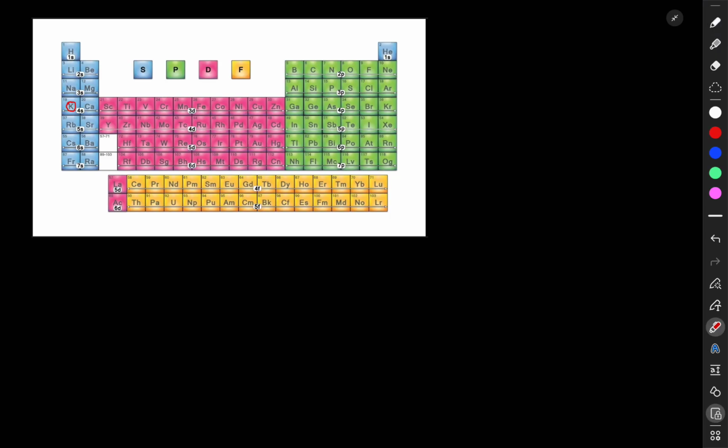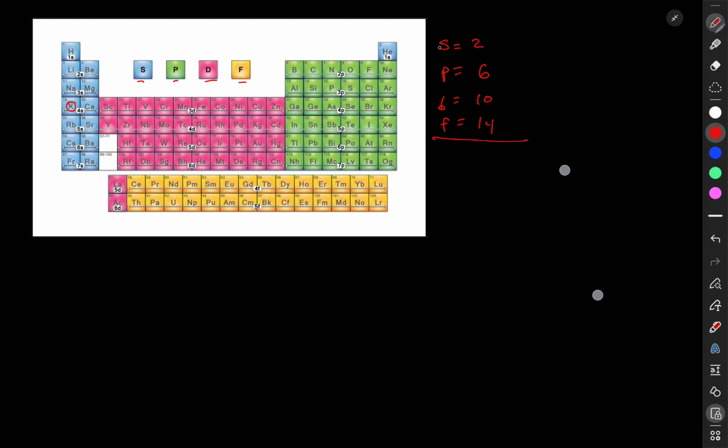So one way I like to remember this is, let's say you have a blank periodic table, correct? And you don't know where s, p, d, or f is. The only thing you need to remember is this. If you remember spdf, just know that s holds 2, p holds 6, d holds 10, and f holds 14.